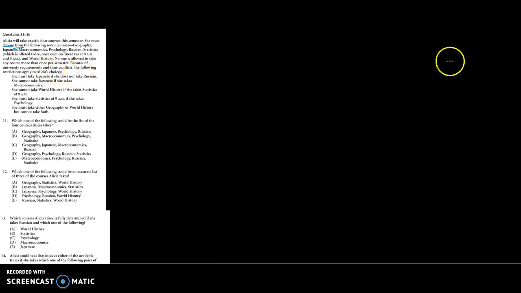Okay, so let's first write down our courses, the players, the pieces that we have to choose from. So it looks like it's G, J, M, P, R, and the way I would separate, because we have 2 statistics courses, I would put S9 to represent the 9 a.m. one, and S3, and then world history, W.